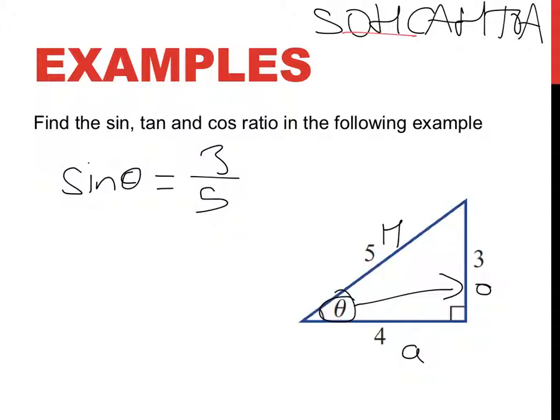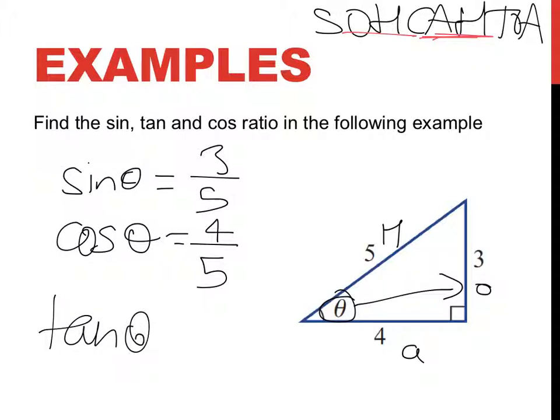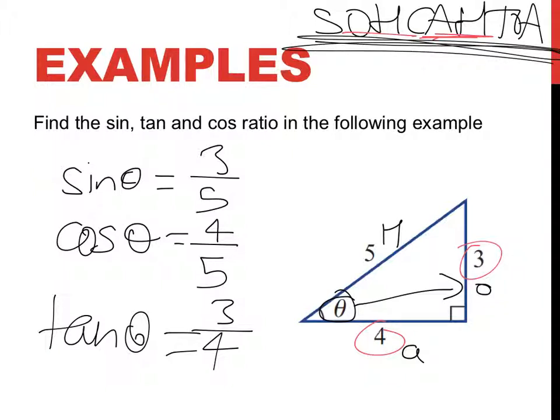The cosine ratio, the cosine of theta, is adjacent over hypotenuse, so it's going to be 4 on 5. And then finally the tangent is the opposite over the adjacent, so it's going to be 3 on 4. Just getting you used to these things, and to remembering what SOH CAH TOA is, and how I actually work out those ratios.